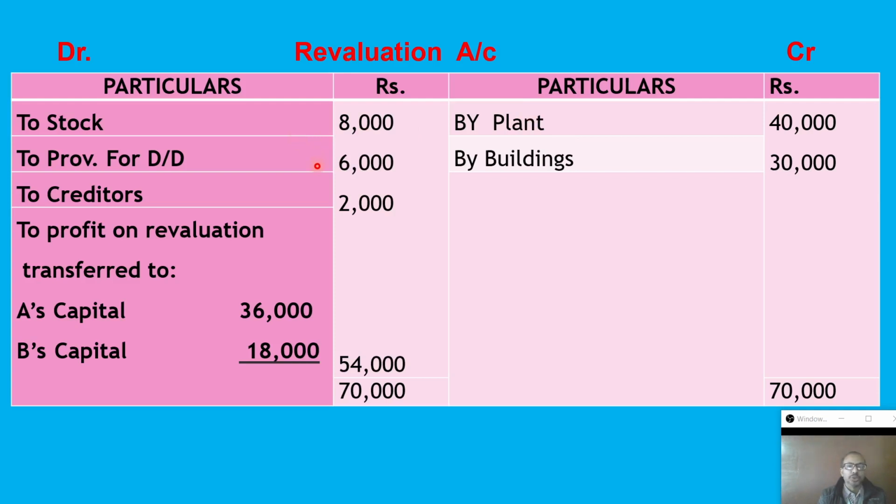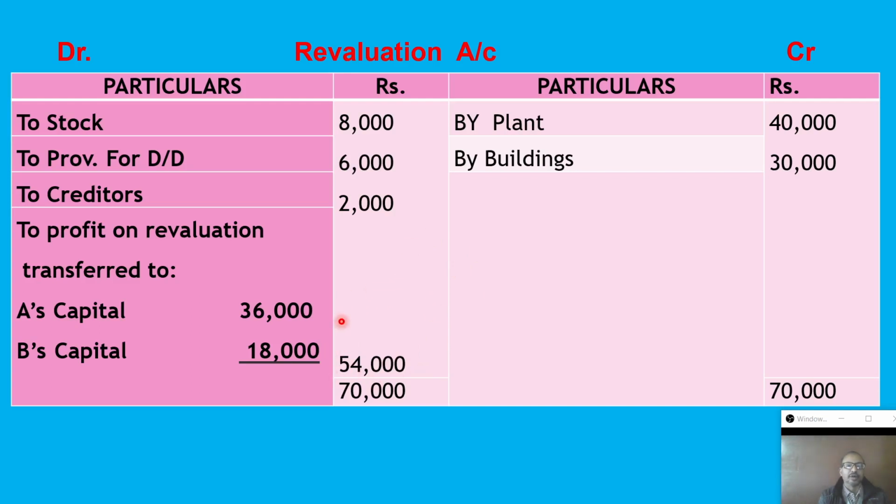Debtors are not all good, therefore we have to make a provision, and that provision is 5% of rupees 1,20,000, which comes to 6,000. Unrecorded creditors value is 2,000, so to creditors 2,000. Now this side, the debit side, comes to 16,000, whereas the credit side comes to 70,000, so the difference is 54,000, that is called profit on revaluation. The credit side is heavier than the debit side.